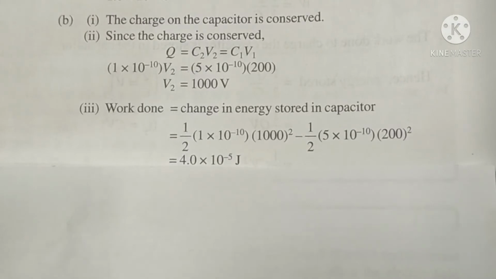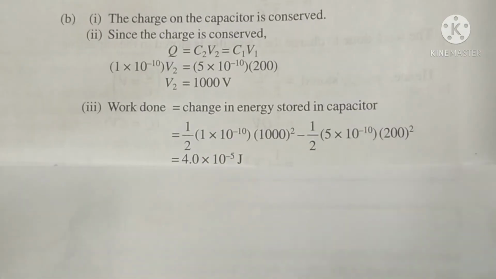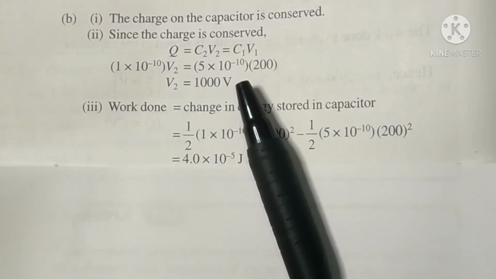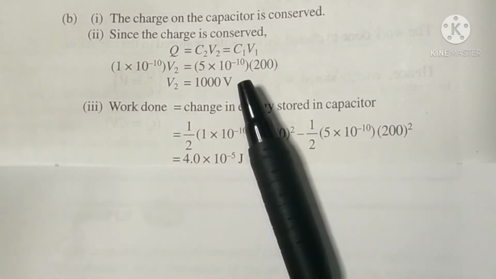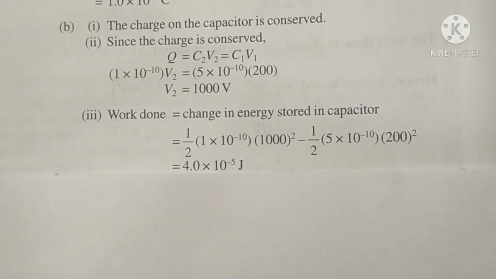For B Roman 1, the charge on the capacitor is conserved. For B Roman 2, since the charge is conserved, Q equals C2 times V2, which is equal to C1 times V1. We're going to substitute all the possible values into the equation to get the final potential difference across the capacitor, which is equal to 1000 volt.